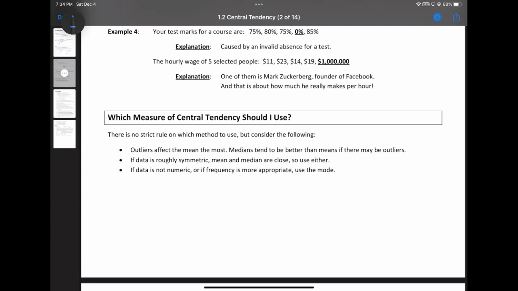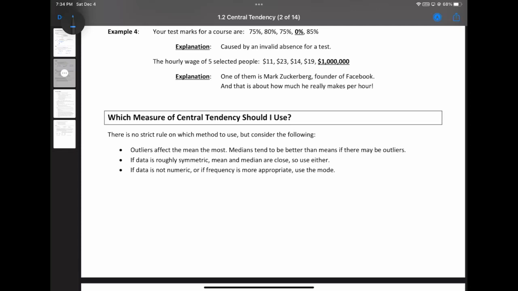If your data is roughly symmetric, meaning that it looks kind of normal, there's nothing too unusual about it, the mean and median should be almost the same values. So it doesn't matter which one you use, whichever one you think is more appropriate. I will say that the one time that you may want to use the mean is when you want to represent a number, but you also want to convey an overall amount.